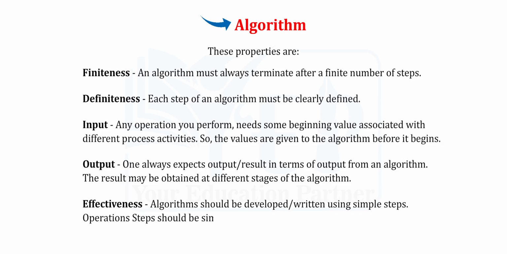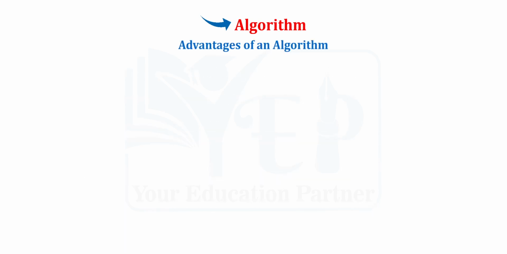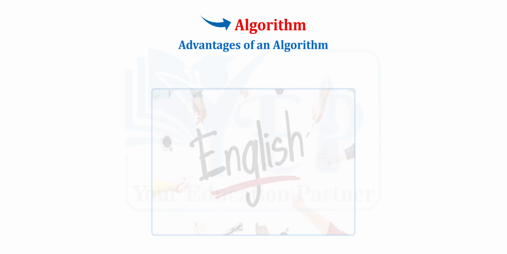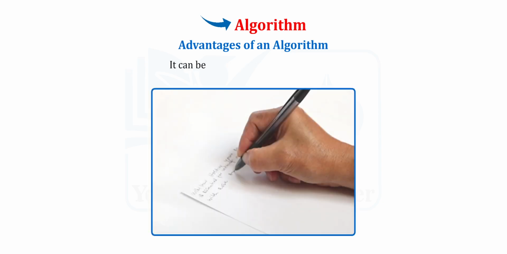Operation steps should be simple, so that they can be done precisely and in a finite amount of time by a person, by using paper and pencil only. Advantages of an algorithm: easier to write and understand. It can be written in English and is not dependent on any programming language. It can be written using a pen and paper.